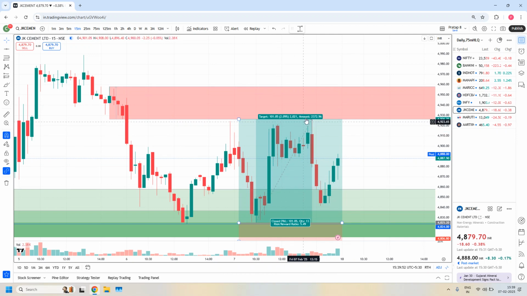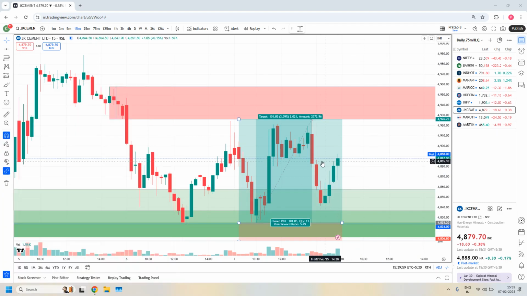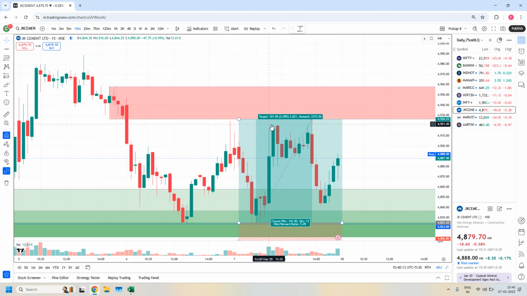But anyway, theoretically, how much profit we got? Maximum profit, let us look into that. JK Cement has given 12,631 till the 15 minutes target, which is 11.3% ROA. Maybe if you would have exited a little before here, somewhere here, you would have got maybe around 10.5% ROA.